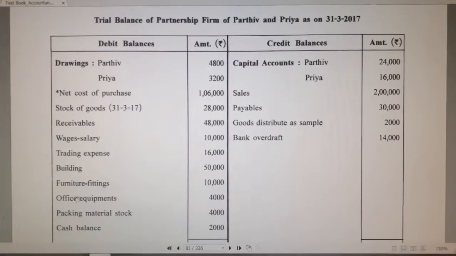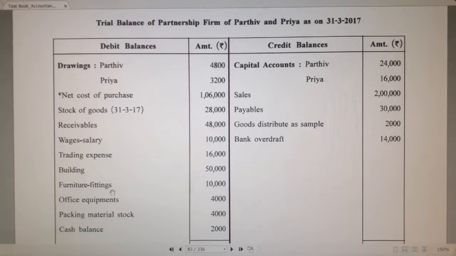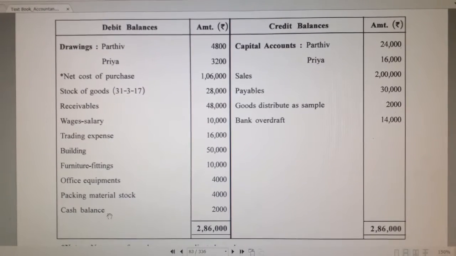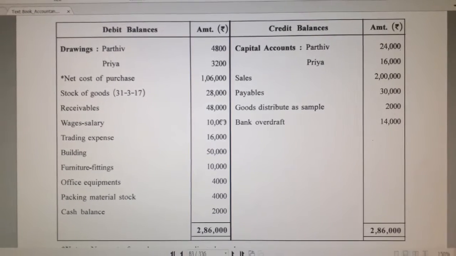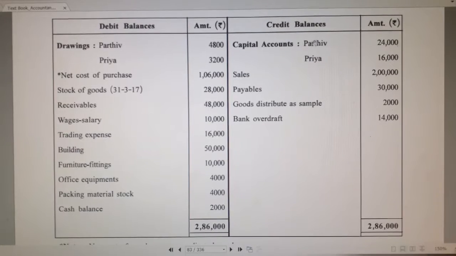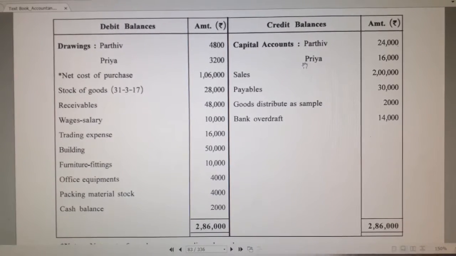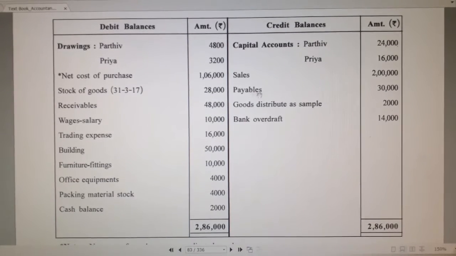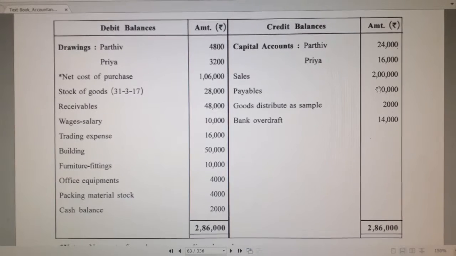Then building, furniture and office equipments. These are the fixed assets. It goes to asset side of the balance sheet. Then packing material stock and cash balance, these two are the current assets. So it goes to asset side of the balance sheet. After that, partners' capital account. It is the opening balance of the partners' capital account. It is recorded on the credit side of partners' capital account. Then sales, trading account credit side. Payables means here creditors. It is a current liability, balance sheet liability side.